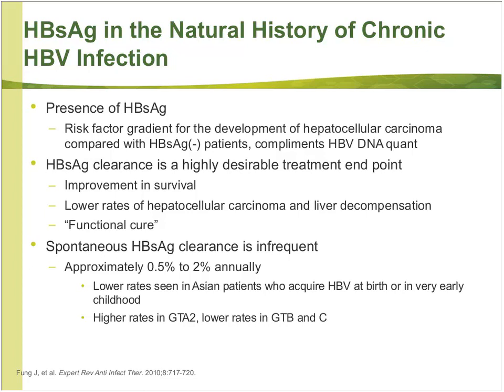And we're talking about S antigen natural clearance occurring in about 0.5% of patients with vertically transmitted hepatitis B, which is typically the Asian population, or 2% in adult acquired hepatitis B, which you might find in the U.S. or Western Europe.